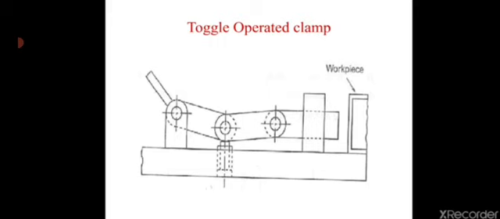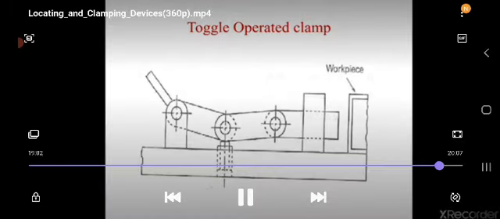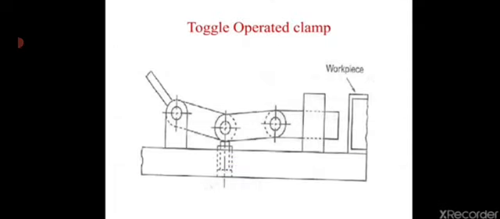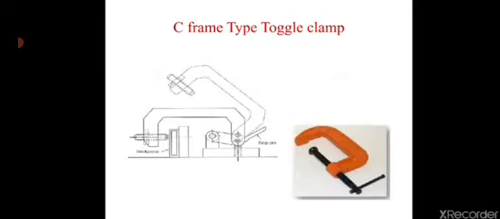Here a small fork movement produces a large clamp movement, but when the linkage is in the clamping position, a large movement at right angles to the direction of the clamping force is necessary to unlock the clamp. Here this is the C-frame type toggle clamp. In the corner you can see how this C-frame type toggle clamp looks. It is generally used where fabrication work is to be performed.